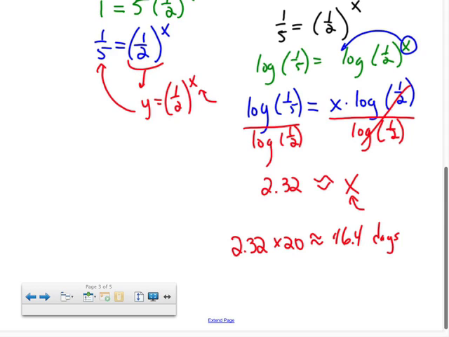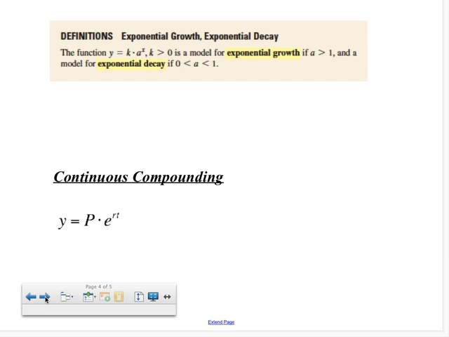Now again, you could do this problem with graphing, you could do it with guess and check. There's a variety of ways to do it, but that's using logarithms. And this is really the equation that I just talked about in the previous slide. y equals k times a to the x power. Again, k is your initial amount, a is your multiplier. And like we talked about, if a is greater than 1, you have exponential growth, and if a is between 0 and 1, you have exponential decay.